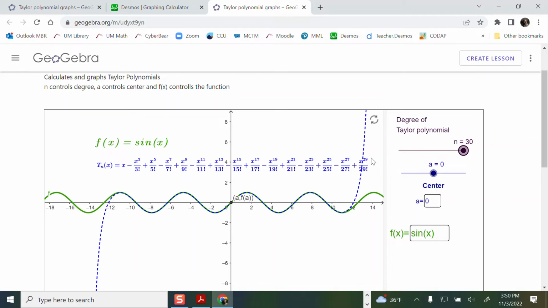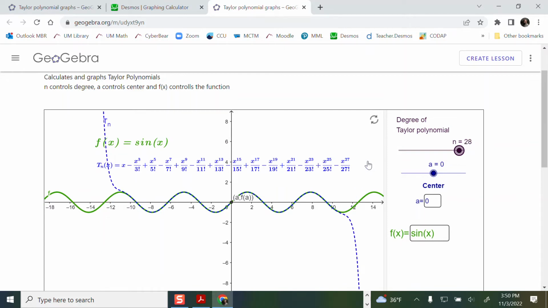I noticed that actually it's off the screen a little bit, but there is another term in there. Oh no, the 30th is missing, right? The even ones are missing. So the 29th and the 30th are the same. There's a 29th degree polynomial approximation, Taylor series approximation of sine.